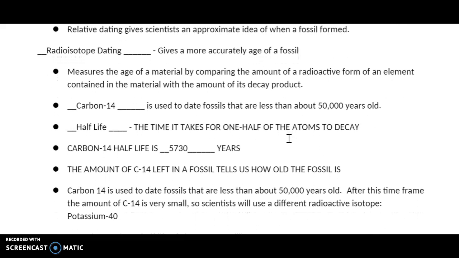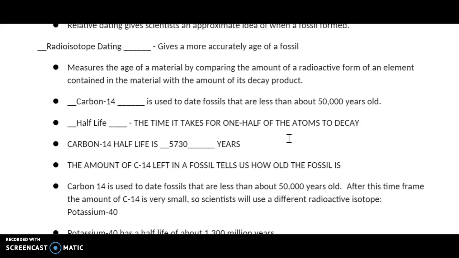Radioisotope dating measures the age of materials by comparing the amount of radioactive forms of an element contained in the material with the amount of the decaying product. Carbon-14 radioactive dating is one thing we use. All living things are made of carbon. So every living thing has a certain amount of carbon-14, which is a radioactive form of carbon. It undergoes radioactive decay, so they can look at the number of half-lives that the carbon-14 has gone through by measuring the amount that's still in there.